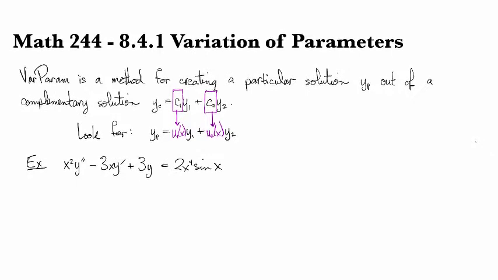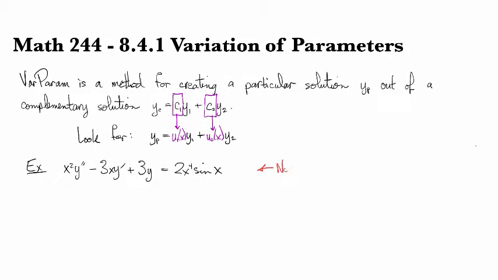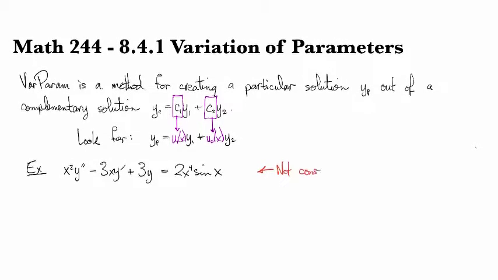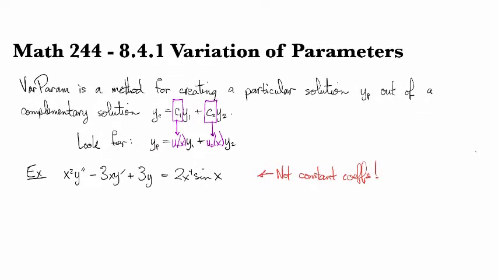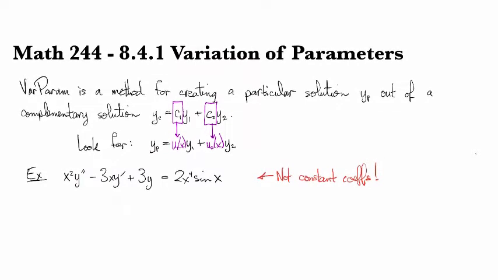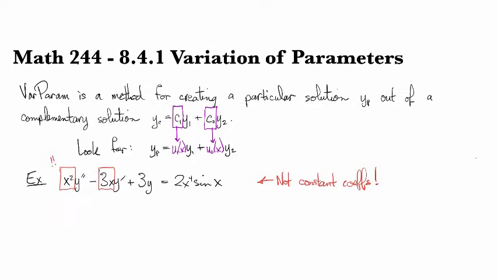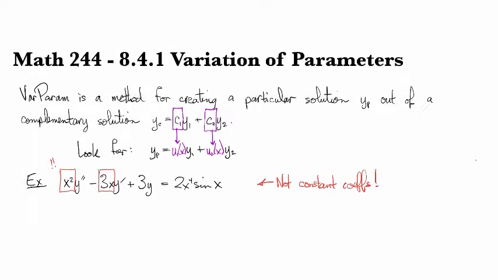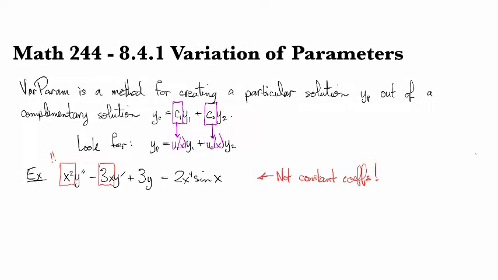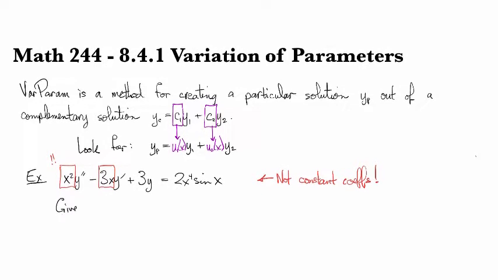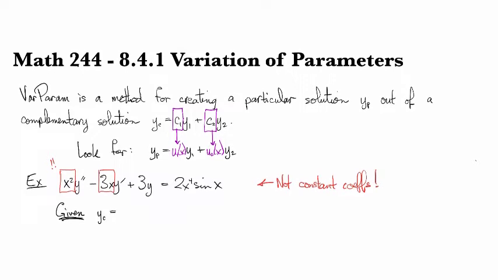Now the first thing to notice about this equation here is that it is not a constant coefficient equation. So in particular, we've got functions of x here and here. So that's something new. We don't actually know how to find a complementary solution for something like this yet. So suppose we are given the complementary solution.